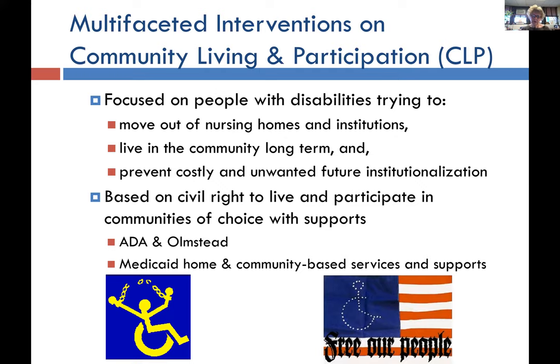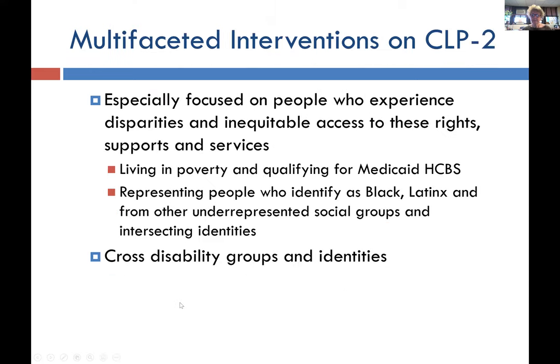All of this research is based on the Americans with Disabilities Act and the Supreme Court Olmstead decision. That is, it's based on the civil right to be able to live and participate in communities of choice with supports. And it's also based on providing evidence that would help to inform Medicaid with all of their significant policy changes to home and community-based services and supports to try and address some of those civil rights issues.